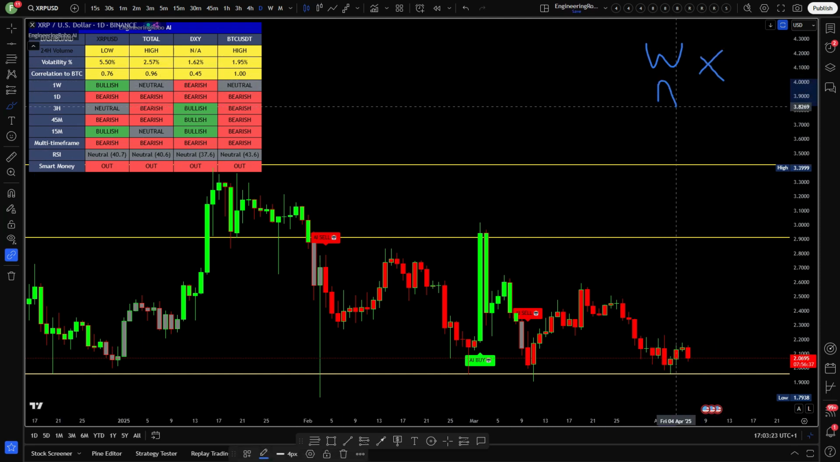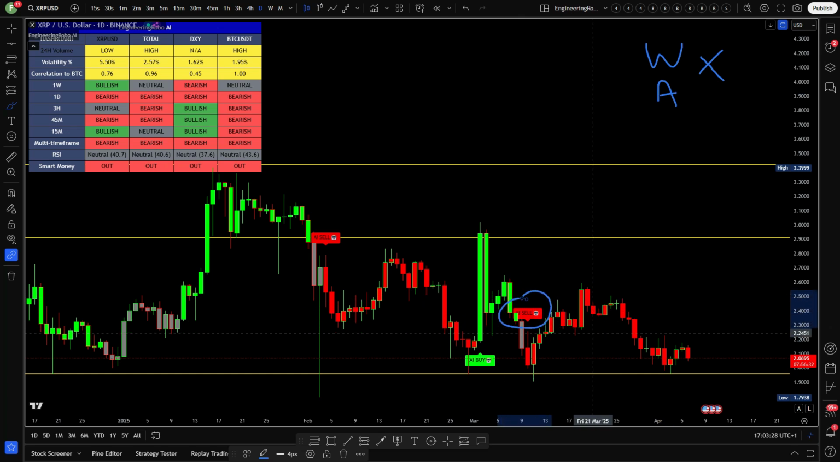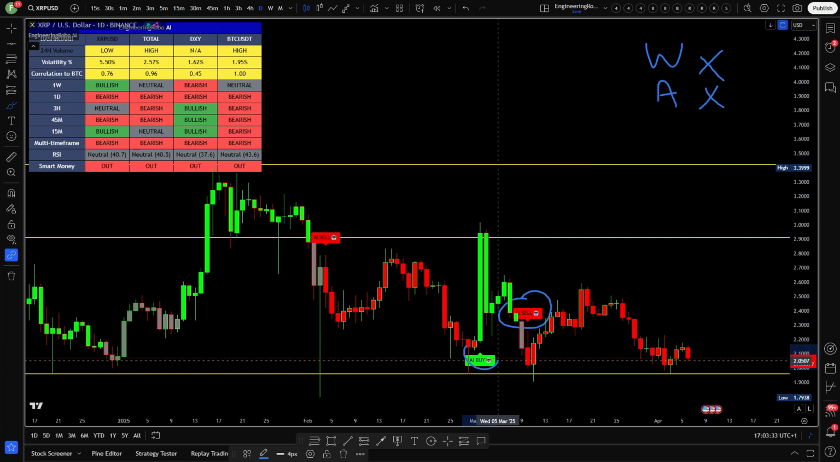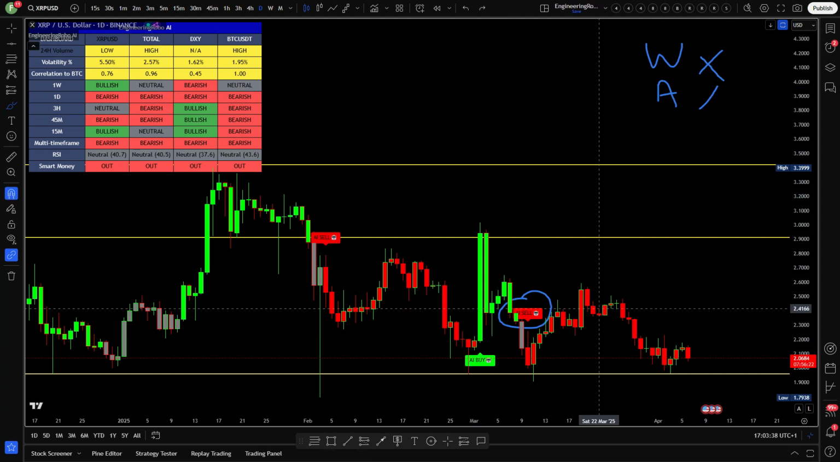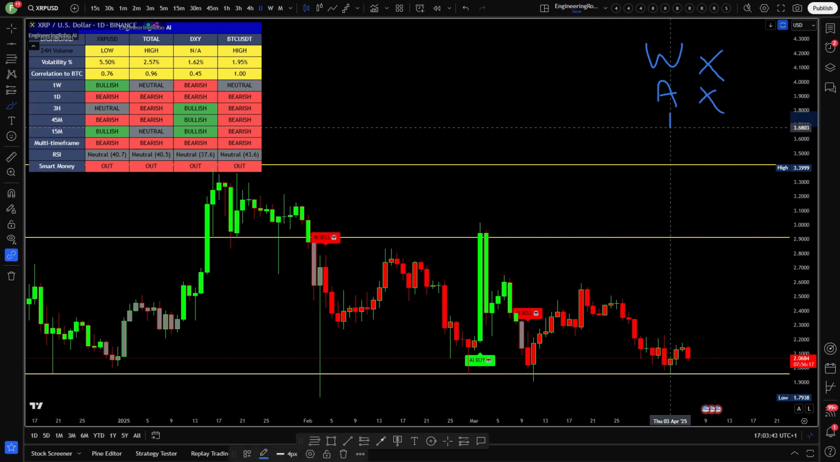A is the AI signal here. I do believe we're still in a bull run, but it's not an AI buy signal, so we can't really count on the AI signal becoming true. So we're going to put that as a cross.